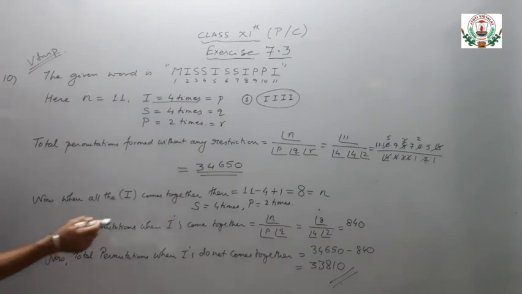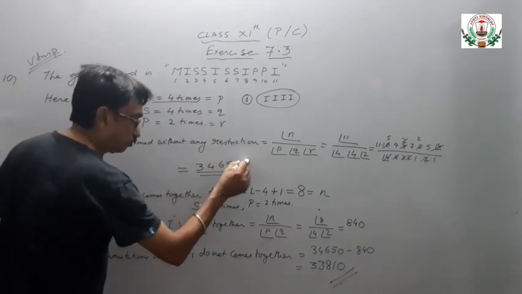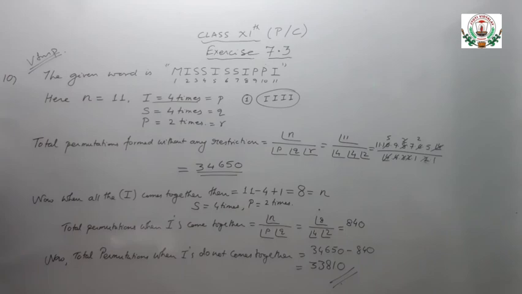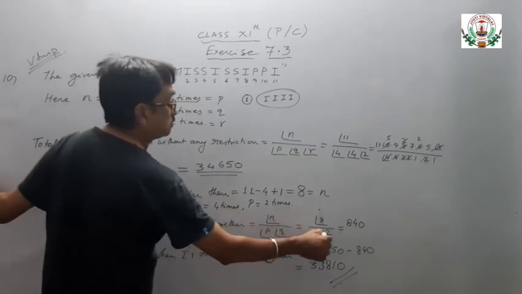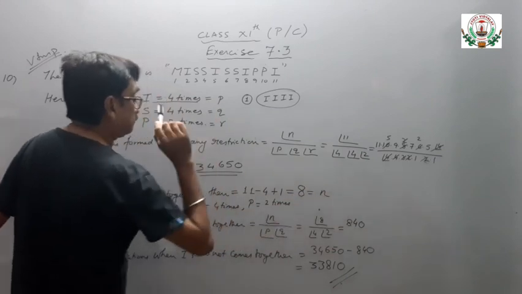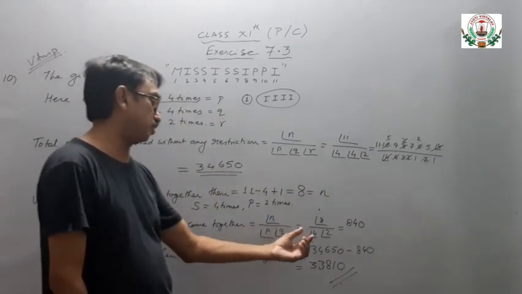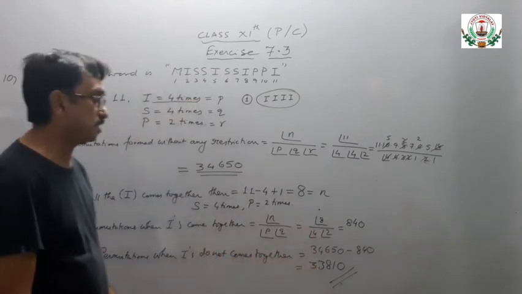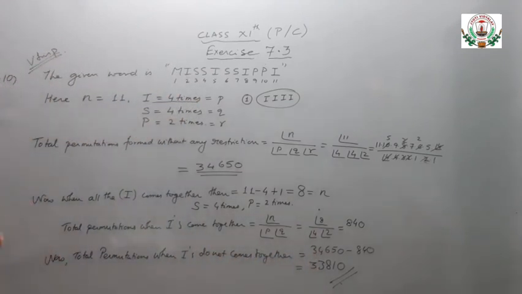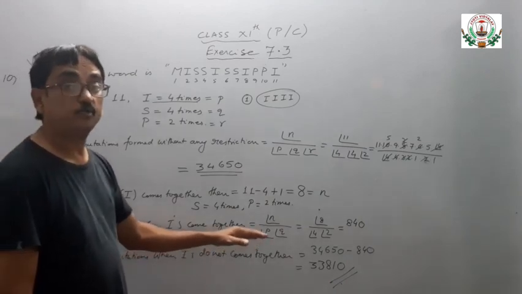Now the total permutations without any restriction: from this we subtract the total permutations when the I's come together. When we subtract 34650 minus 840, we get 33,810 permutations when the I's do not come together.